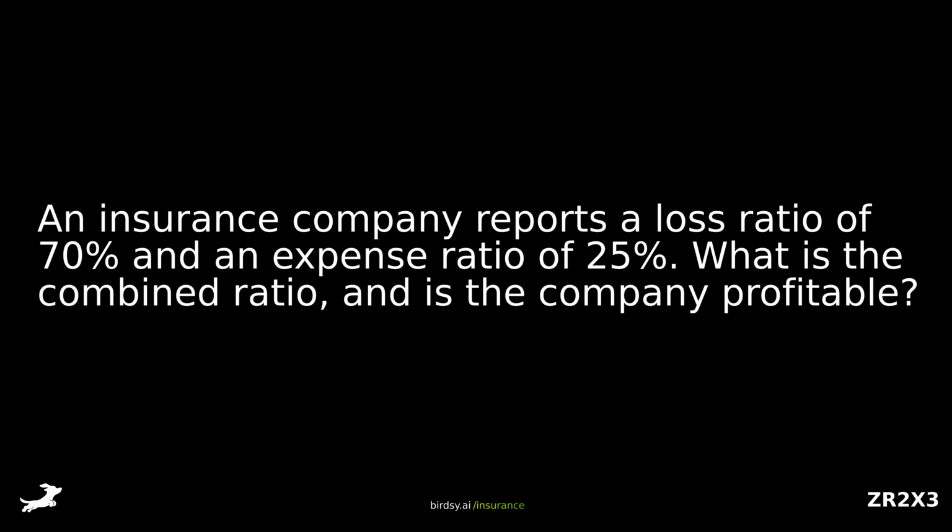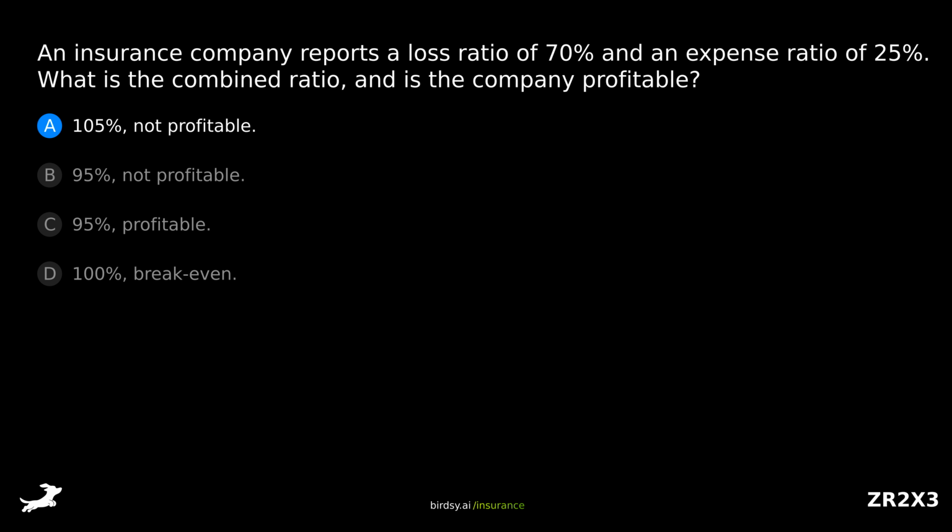An insurance company reports a loss ratio of 70% and an expense ratio of 25%. What is the combined ratio, and is the company profitable? Is it A, 105%, not profitable, B, 95%, not profitable, C, 95%, profitable, or D, 100%, break even?